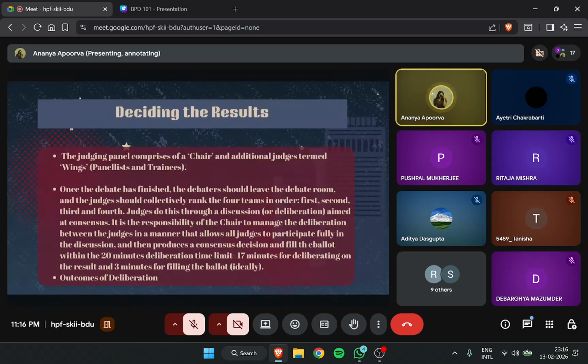Deliberations are 20 minutes long in world style. However, it can vary depending on your competition. Just check with the organizing committee what the time for deliberation is. Ideally, 17 minutes are allocated for deliberation, and the next 3 minutes the judges can fill the ballot. What we mean by ballot is something that I'll be discussing later.